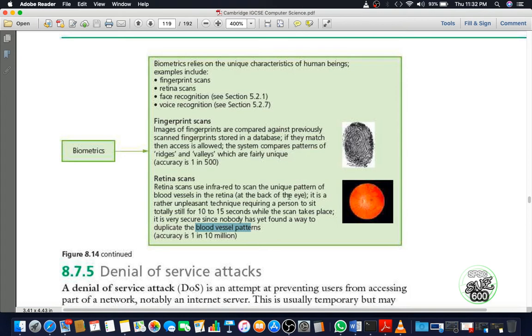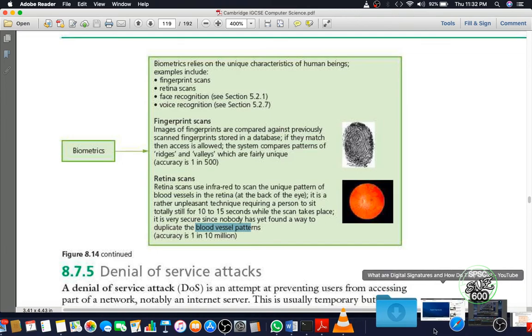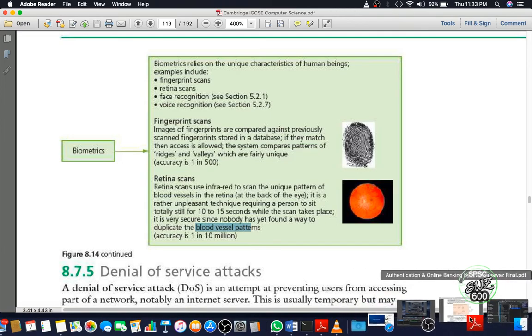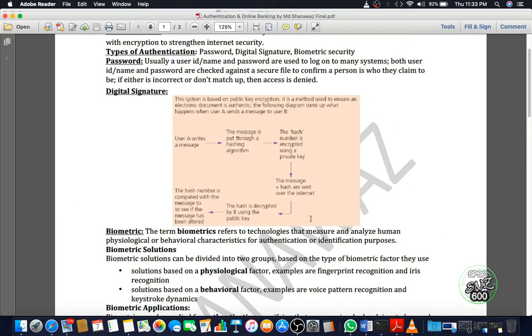So similar to the fingerprint, it is stored in the database. When the system is set up, the samples are stored in the database in our system, and when the user comes and gives his retina to scan, it checks and matches with the stored information. If both are matched, they get the access, otherwise they don't get access. So here we are with this topic. Now I will explain biometric more clearly with my note.